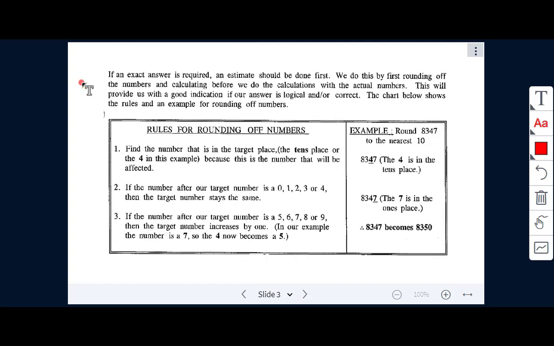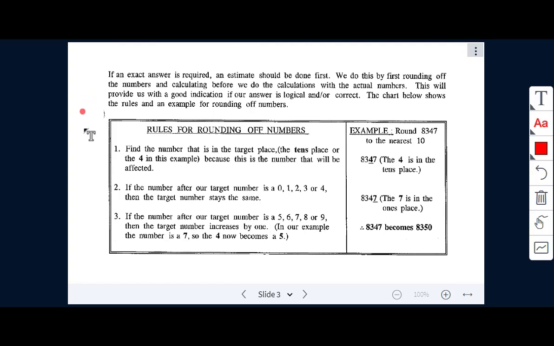If an exact answer is required, you can still do an estimate first, round off the numbers, and do a calculation with those numbers, and then you can compare your answer with the actual number afterwards. It basically gives you a good indication if your answer is logical or correct.